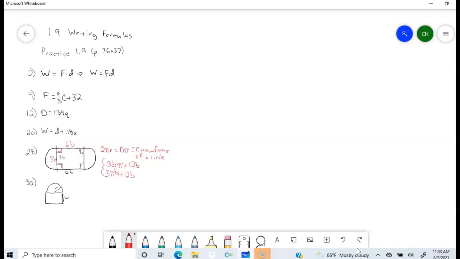Number 30, it wants us to write a formula for the area of each shaded region. And number 30 is a little bit tricky. Told us these are right angles. So we want to find the area of this whole thing. We've got a half circle and we've got a rectangle. To do the area of a circle, it's going to be equal to pi r squared. And the area of a rectangle is length times width.